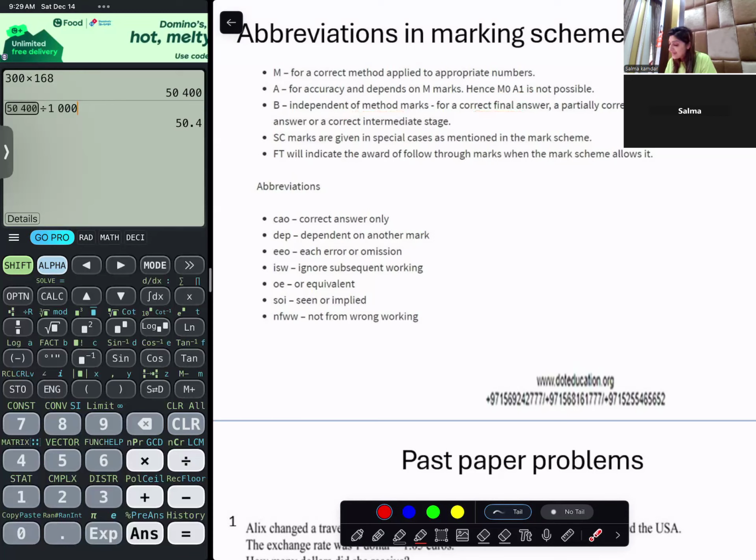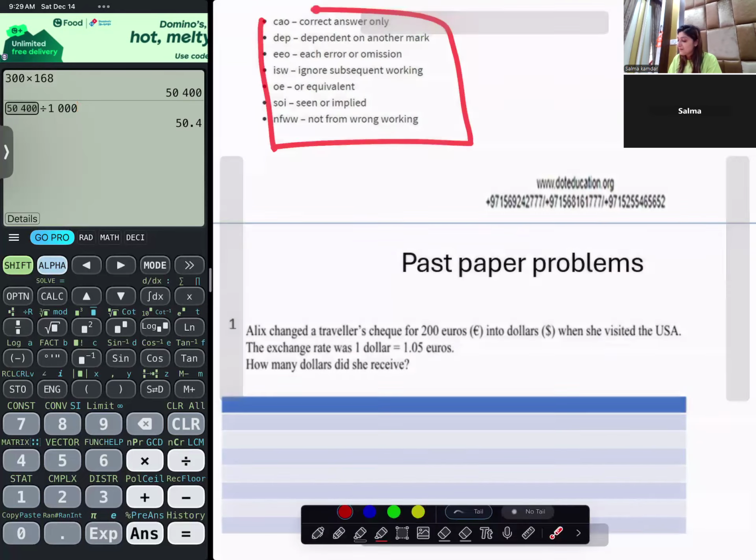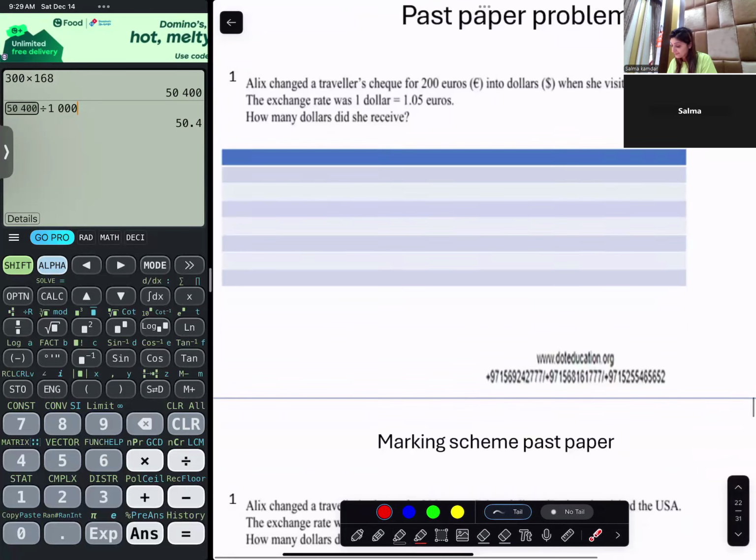Okay. SC are marks given in special cases that are mentioned in the marking scheme. M is for a correct method that you apply for appropriate numbers. So you get M marks for the correct method. And FT indicates the award of follow through marks when the marking scheme allows it. These are some abbreviations you should know when you're using the marking scheme. Correct answers only, dependent on other marks. Each error or omission, ignore subsequent working or equivalent seen or applied, not from wrong working.